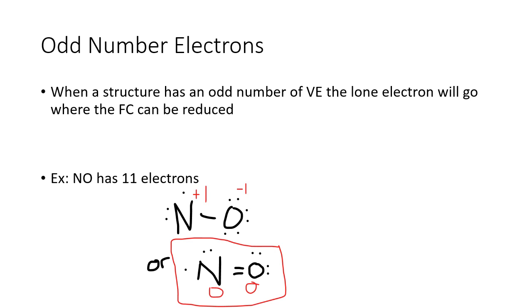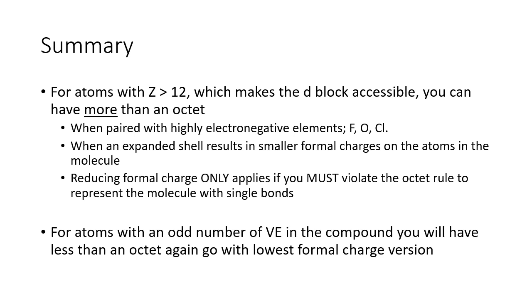All right, let's summarize this. To summarize, for atoms with an atomic number greater than 12, which makes the D block accessible, you can have more than an octet. This will happen when paired with highly electronegative elements such as fluorine, oxygen, or chlorine, when an expanded shell results in a smaller formal charge on the atoms in the molecule, and finally, reducing formal charge as far as the structure, like adding double bonds, only applies if you must violate the octet rule to represent the molecule with single bonds.